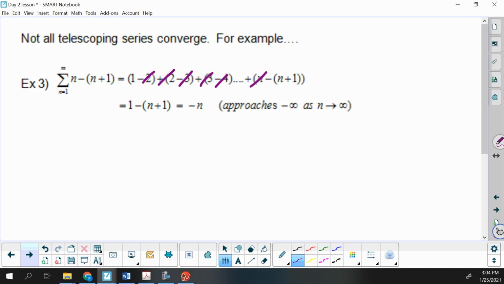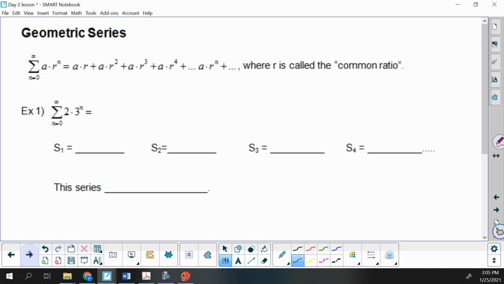And we'll have 1 minus n plus 1. Distribute your negative, you get negative n. So your limit as n goes to infinity, that's going to go to negative infinity. So that one would not converge. So not every telescoping series will converge, but often if it's got fractions in it, it will. So telescoping is one type of series that we will see. It'll be not that common of one in reality compared to some of the others.